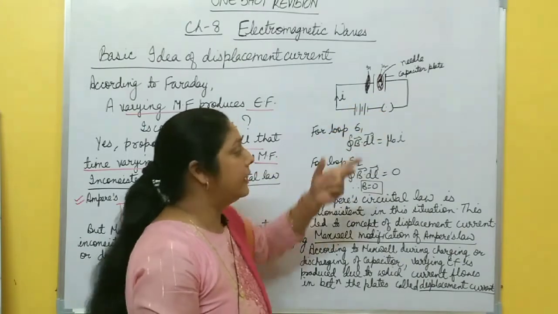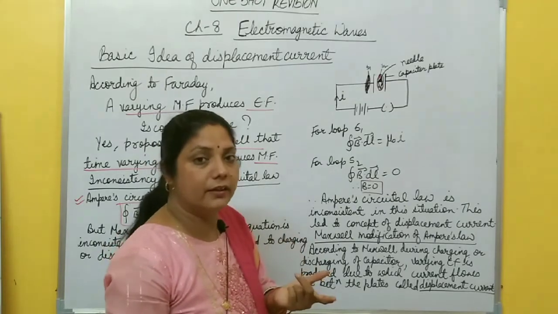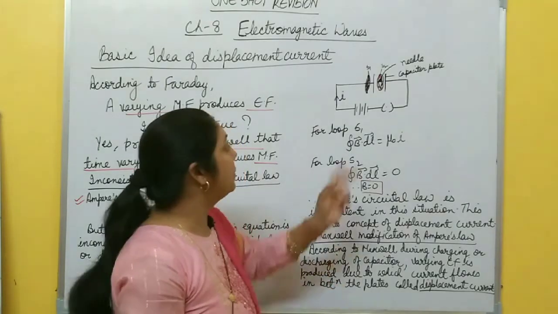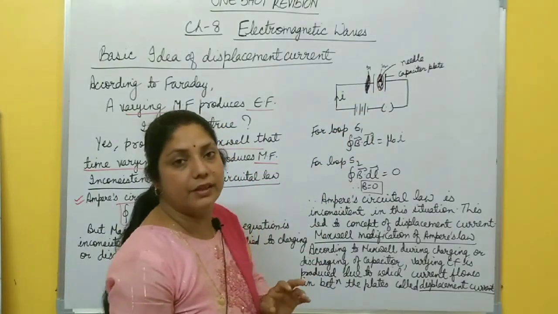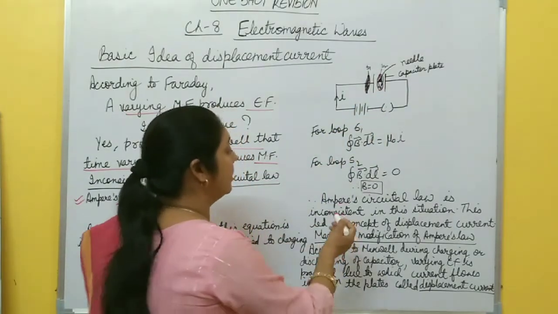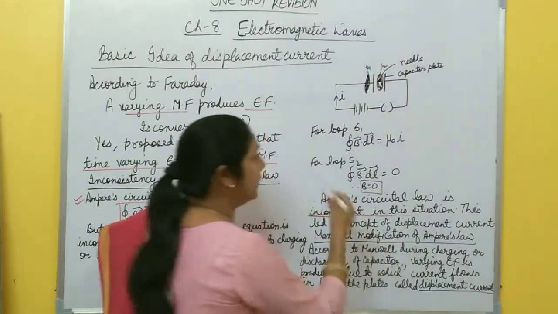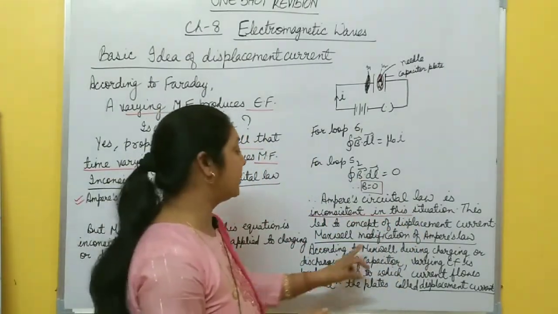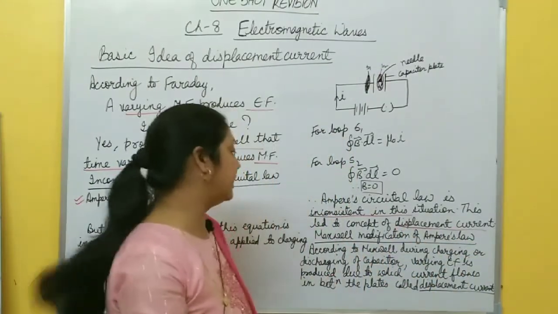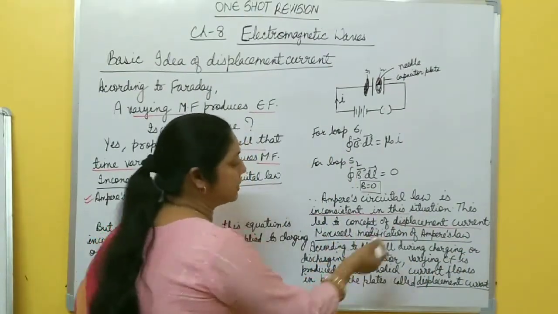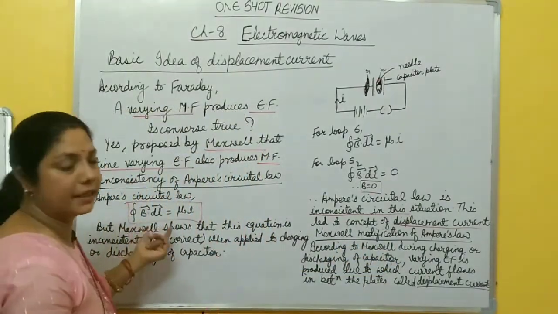You know, magnetic field is only produced due to a current or due to a magnet. So, here there is no current in between the plates. So, how is that magnetic field present, right? So, Ampere Circuital Law is inconsistent in this situation, and this led to the concept of displacement current. From here, displacement current comes. Maxwell explained this displacement current by modifying this Ampere Circuital Law.